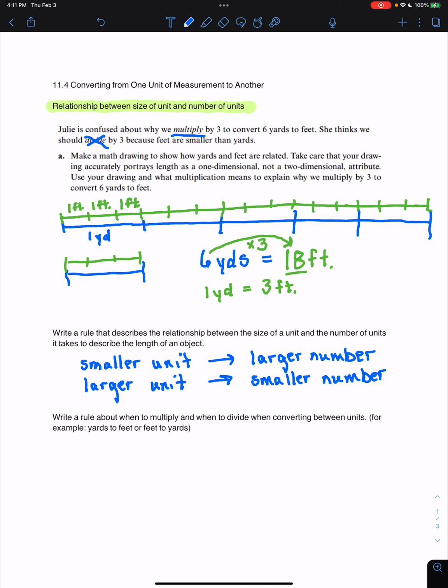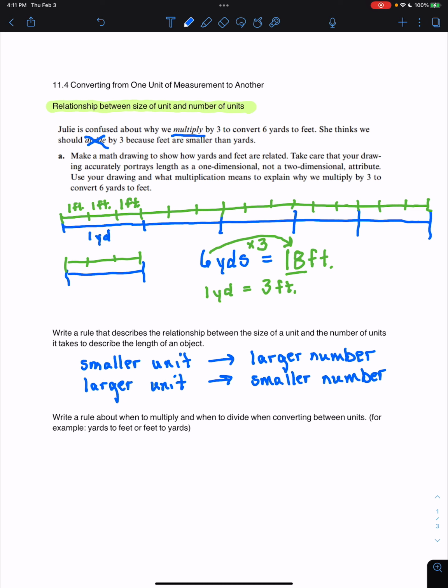So because yards is a larger unit, it takes fewer of those yards for us to measure that distance. Because feet is a smaller unit, it's going to take more of them for us to measure that length of the object. We also want to write a rule about when to multiply and when to divide when converting between units. For example, yards to feet or feet to yards.